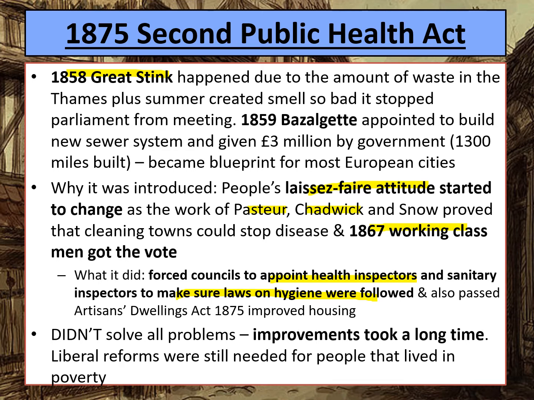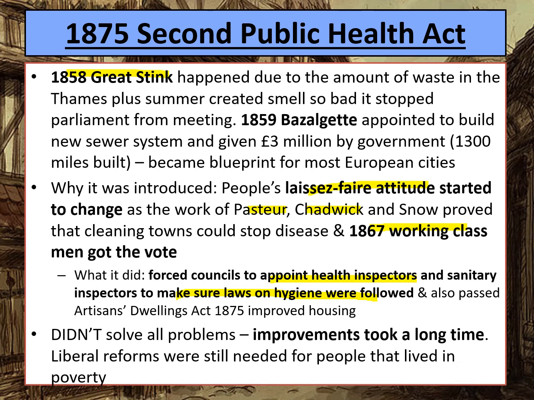So the second Public Health Act, really important, forces change, really does lead to the towns clearing up over a long period of time. Obviously, it's not an overnight change. However, it didn't solve every public health problem because there were still issues with the fact that lots of people were living in poverty and couldn't afford things like food. So that's the end of the stuff on public health for the 1800s.